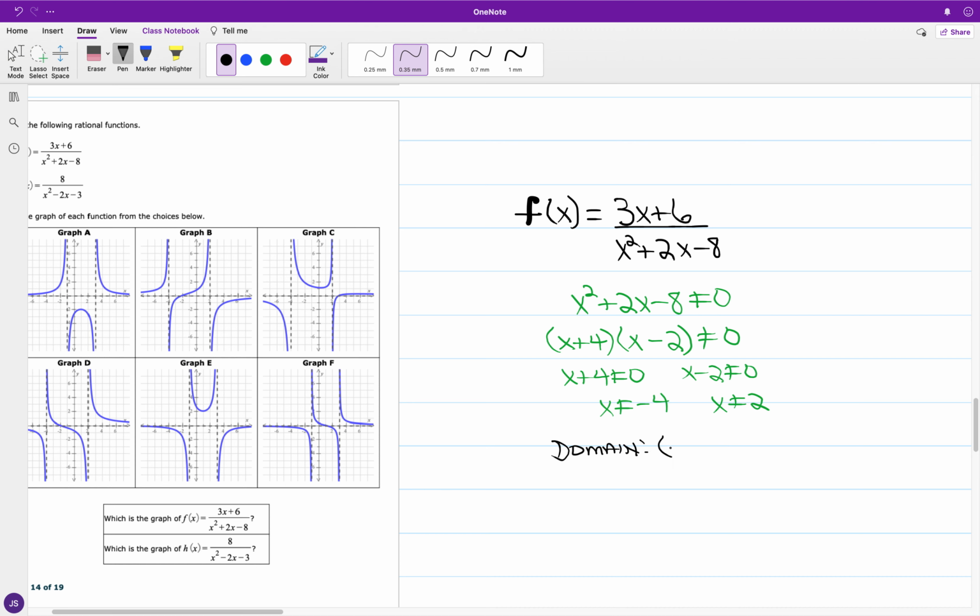So for the domain, we have those values of x less than negative 4, along with those values of x greater than negative 4 and less than 2, and for the rest, those values of x greater than 2. Now, looking at what we have for the function.